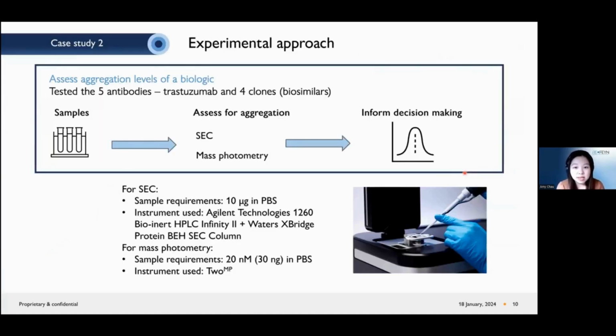So this study was completed by RIC Biologics, which is an industry collaborator with us, where they tested 5 different antibodies, the trastuzumab originator and 4 biosimilars. And they wanted to assess the aggregation levels of each of these antibodies.